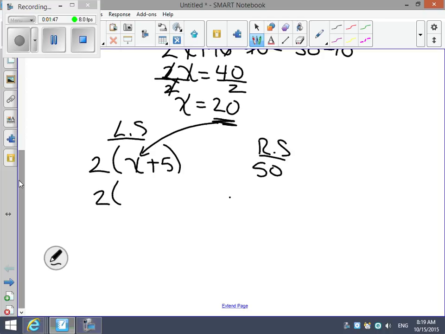So this will be 2 bracket. Now we throw another bracket in there just to show we're substituting. BEDMAS does apply in the check, so we have to do the inside of the bracket first, and that would be 25. And again, this is just the distributive property. Really, it's 2 times 25, and that's 50. My left side does equal my right side, so I can go ahead and get started with my next question.